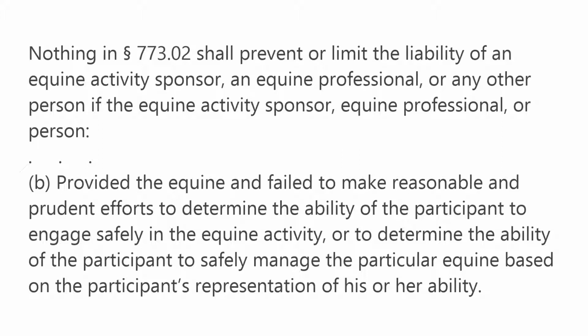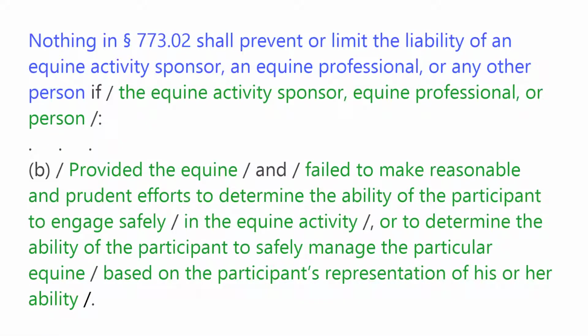So here's the statute. The first sentence there is just the consequences. That's what you get if you prove everything. So that's not an element. But then these other things are an element. The equine activity sponsor, professional person, provided the equine failed to make, and so forth.